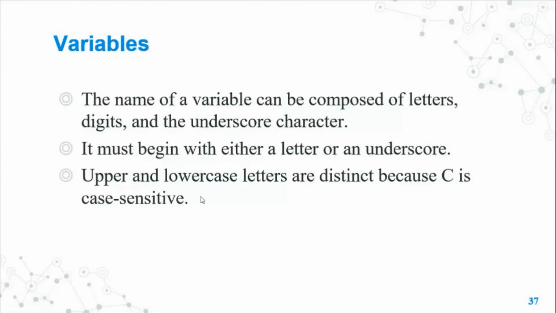We have already seen that the name of a variable can be composed of letters, digits and the underscore character, as discussed in the case of identifiers. It consists of only letters, digits and underscore, and it must begin with either a letter or an underscore. Uppercase and lowercase letters are distinct because C is case sensitive.